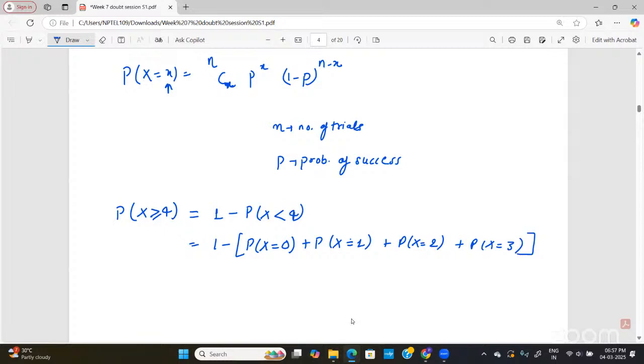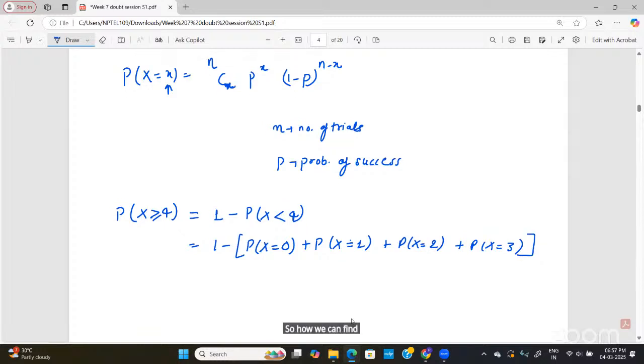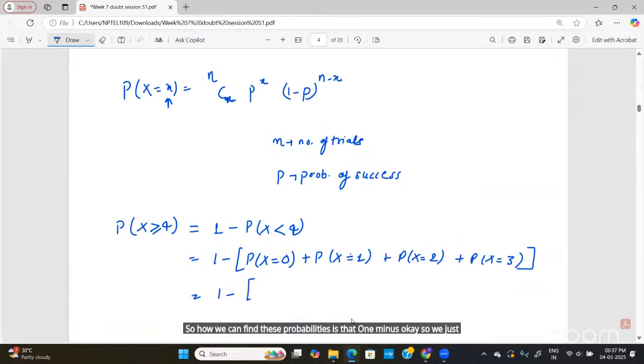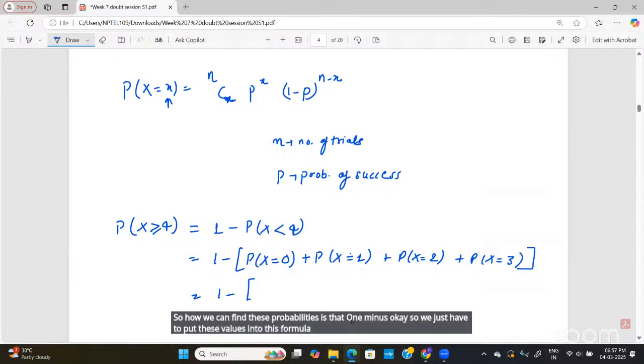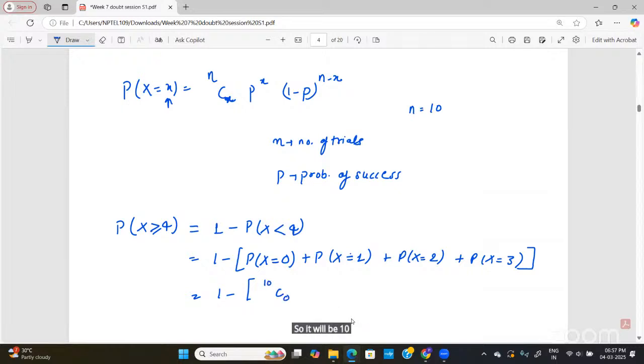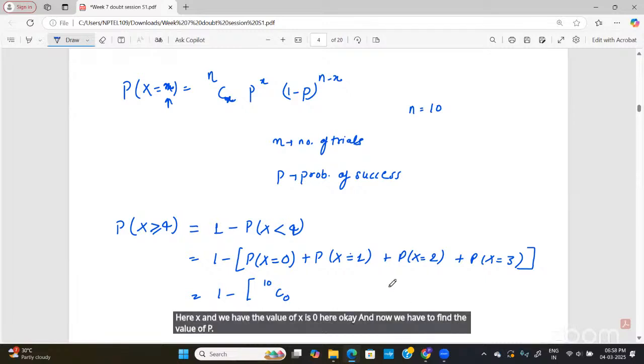So how we can find these probabilities is that we just have to put these values into this formula. So n is 10, because we have a total of 10 questions in the exam. So it will be 10, p, 0, x is 0. See this formula again. Here we have the value of x as 0. And now we have to find the value of p. So p is denoting the probability of success.